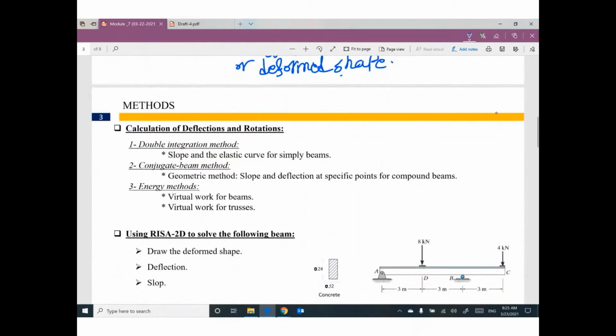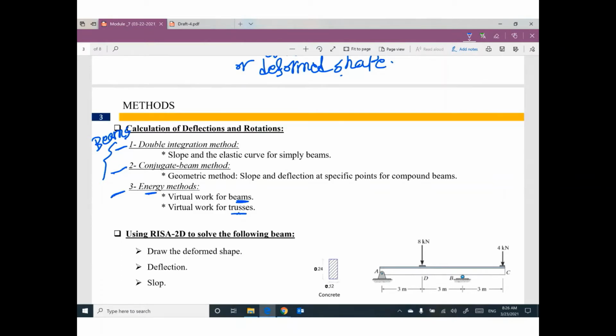We have a first method, the double integration method. I will start with this method today. We have another method, the conjugate beam method. Both of them can be used for beams only. We have another very powerful method which is called the energy method. We will cover virtual work for beams and virtual work for trusses.